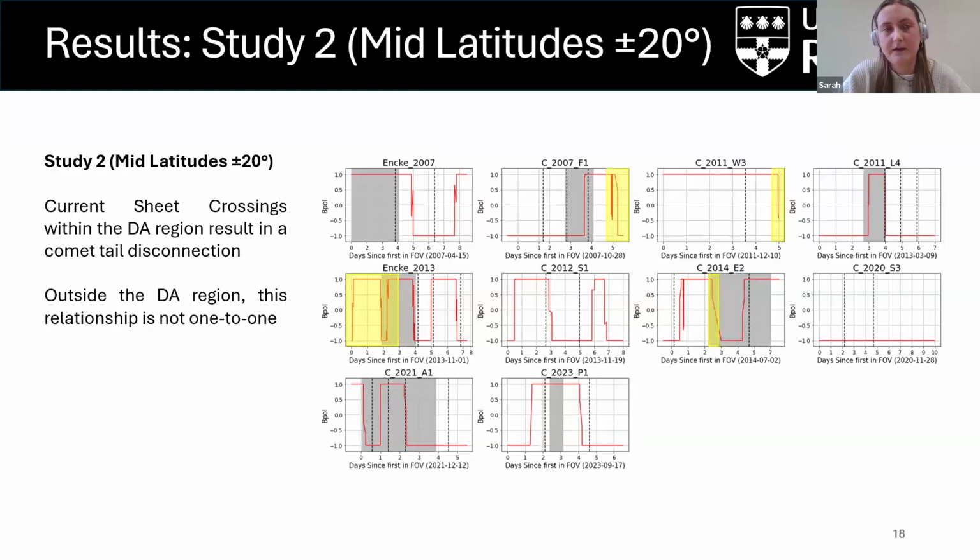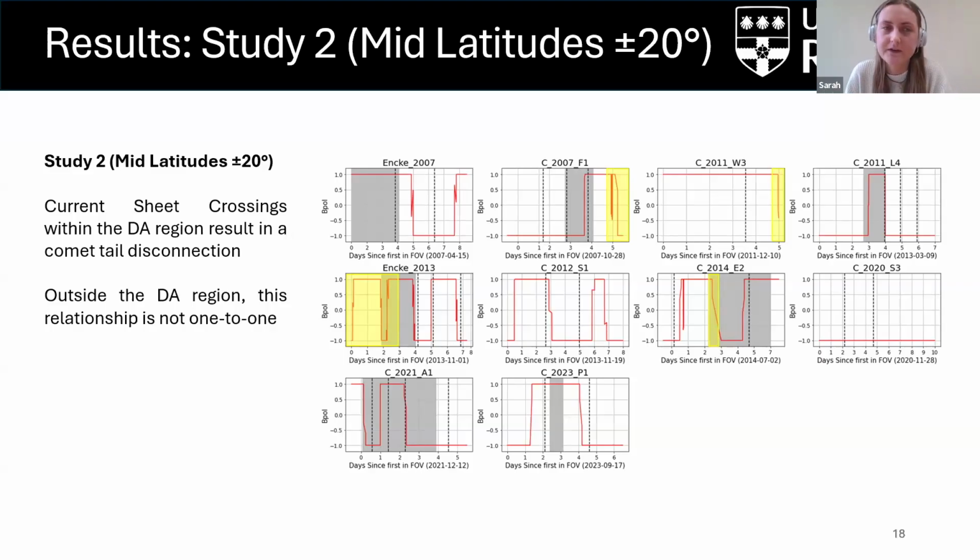So these are some of the results. Based on the first study, we found that the current sheet crossing was the cause of the disconnection, so we looked again at current sheet crossing. These are the different comets that we were looking at. The red line on each is the magnetic field polarity at the comet, and the vertical dashed black lines are when we see a disconnection event. The gray shaded region is when the comet was in the data assimilation region, so when the model is effectively more accurate than not.